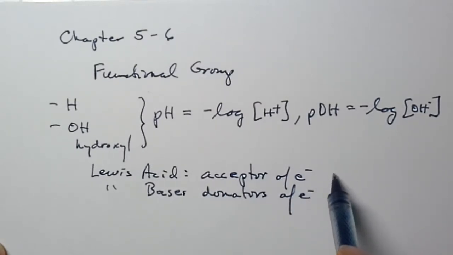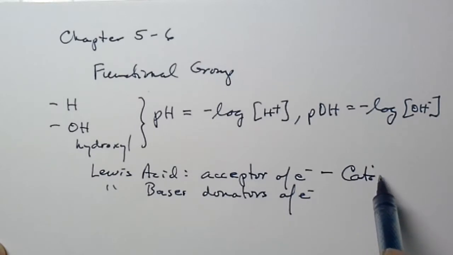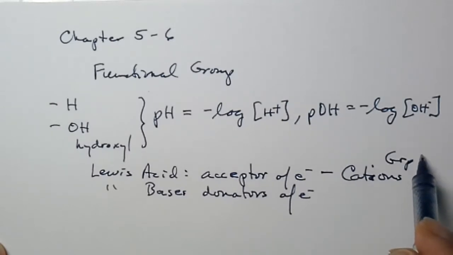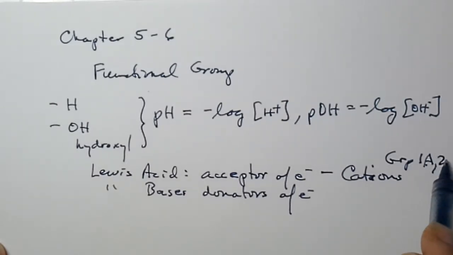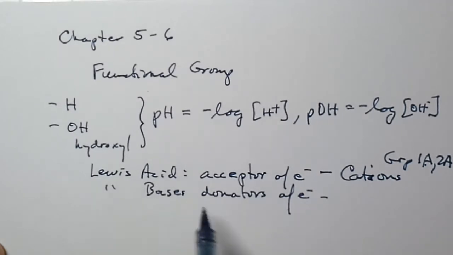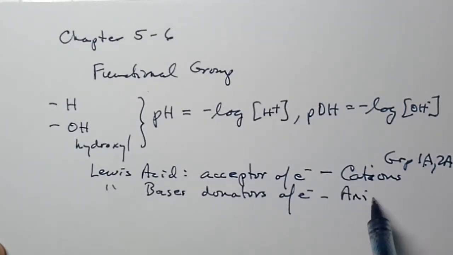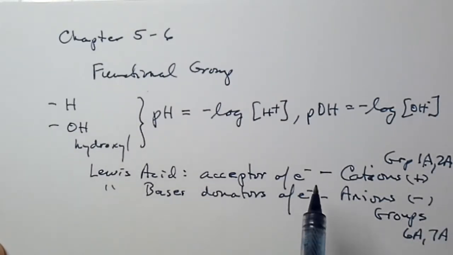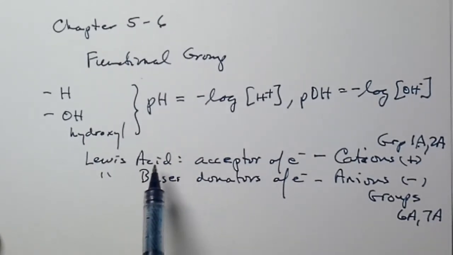So those acceptors are primarily the cations, cations being those in group 1A and 2A of the periodic table. Alright, and the Lewis bases are donators, and you'll find the anions primarily in groups 6A and 7A. Okay, these are negatively charged and these are positively charged elements. So that's important to know, especially when trying to identify an acceptor or a donator of electrons.